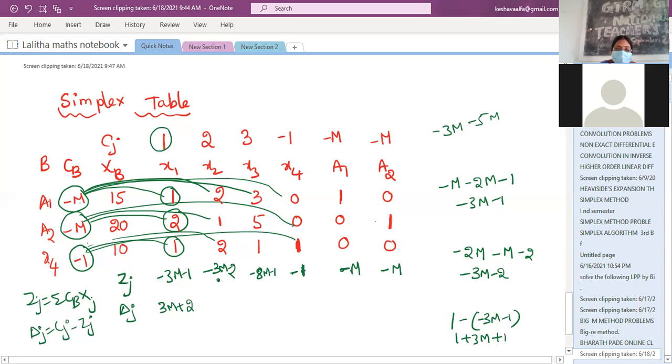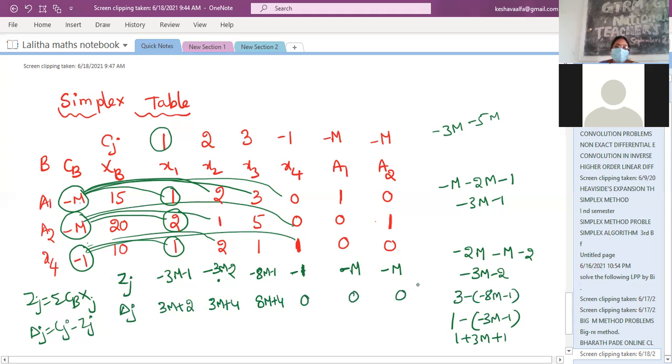2 minus minus 3m minus 2 means 3m plus 4. 3m plus 4. Next value, 3 minus of minus 8m minus 1. How much? 8m plus 4. Okay. Next value, 0 minus 1 minus of plus, so 0.